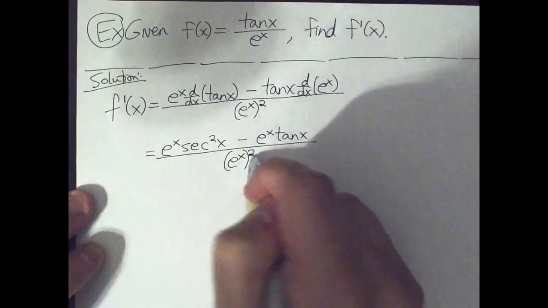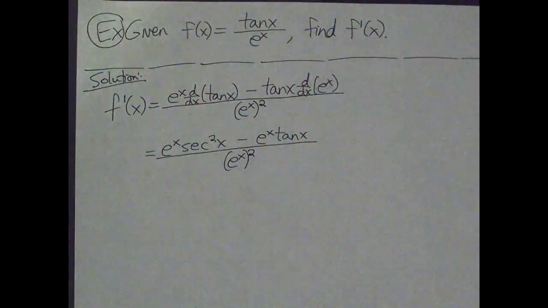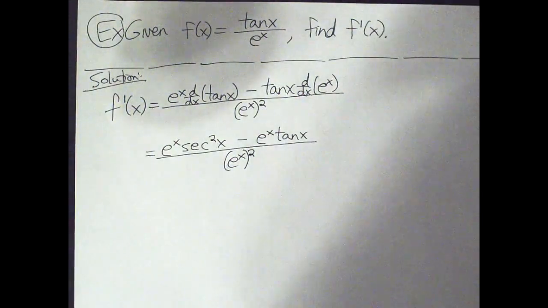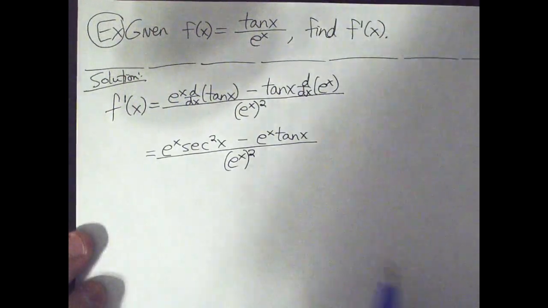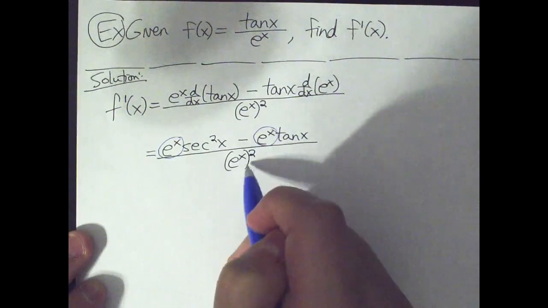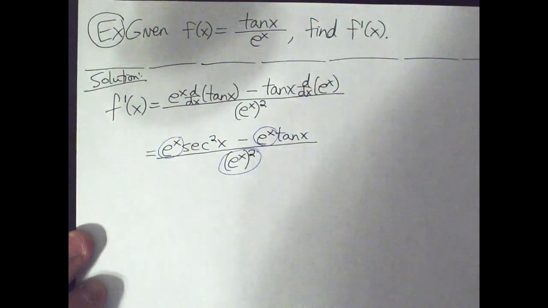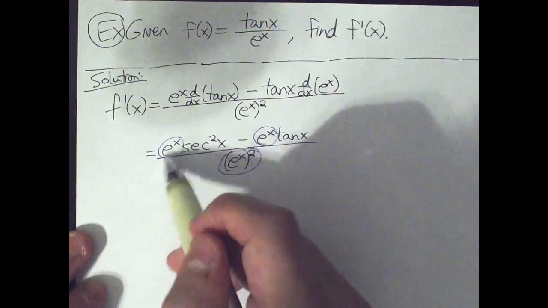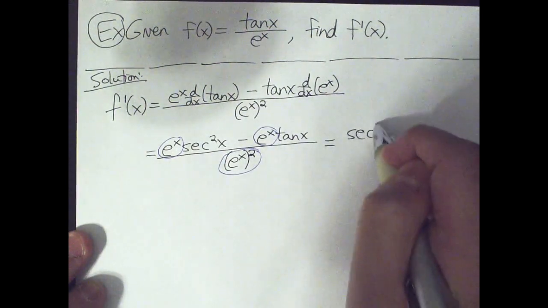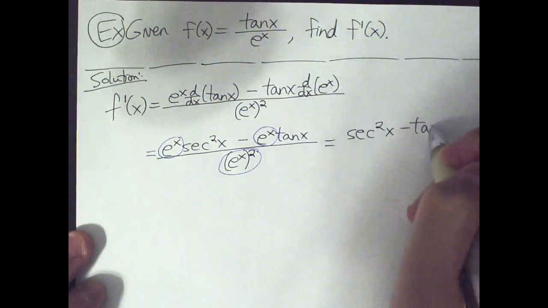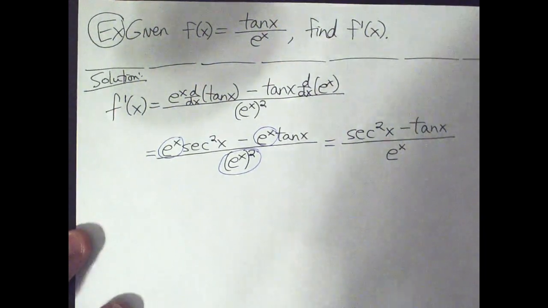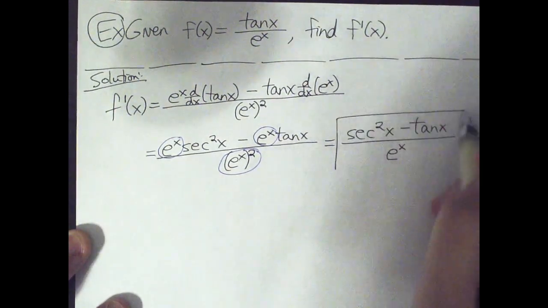Is there anything further that we can do to simplify? What do you think? I see something we can do to simplify. How about the fact that this piece has e to the x, this piece has e to the x, this piece has e to the x squared. So what if we cross out e to the x, and cross out the squared? Then we get secant squared x minus tangent x over e to the x, not squared. And that is a good simplified answer.